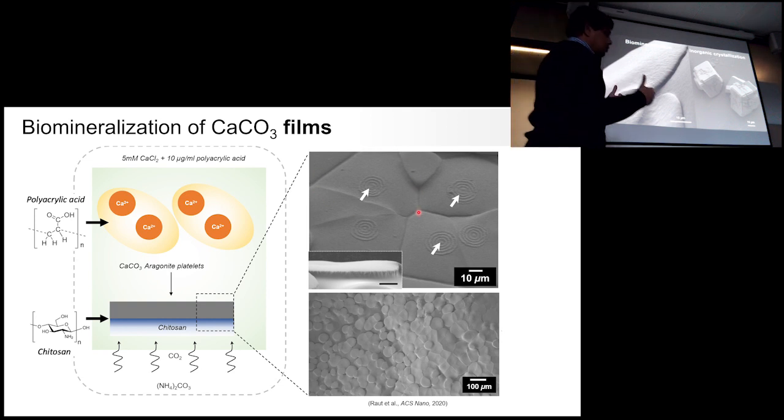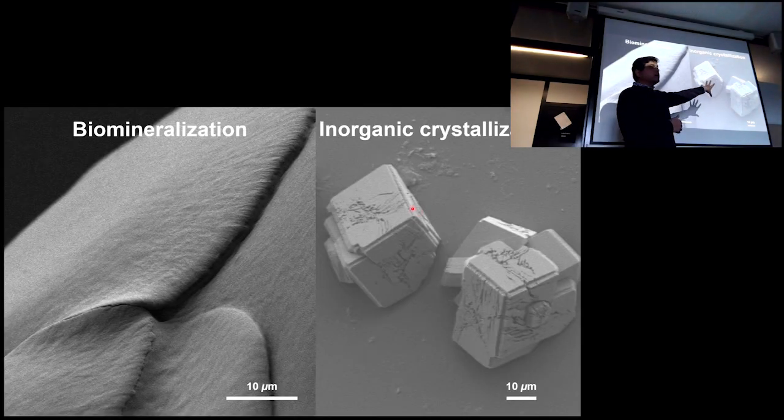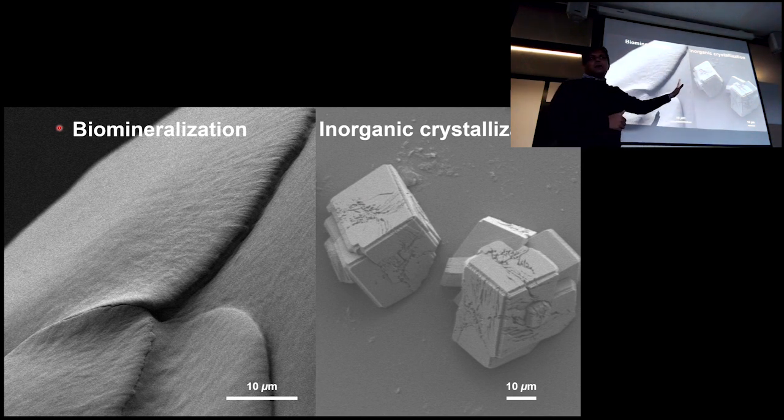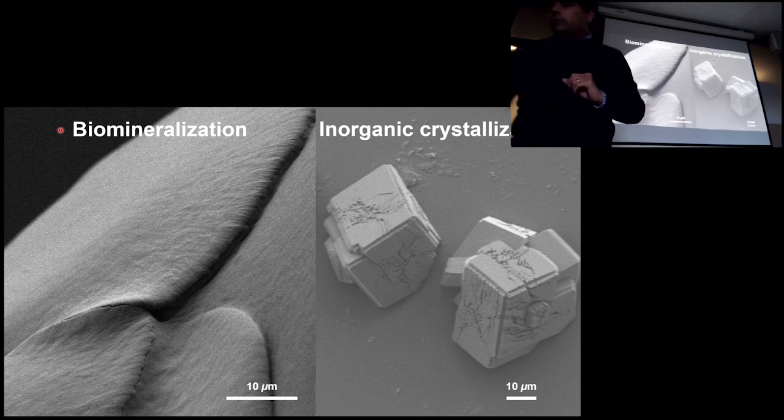All right. So clearly, we got one step closer to biomineralization as opposed to inorganic crystallization, where typically we have these rhombohedral crystals forming, with no control over mineralization. Whereas here we at least have some level of control over the crystal geometry.